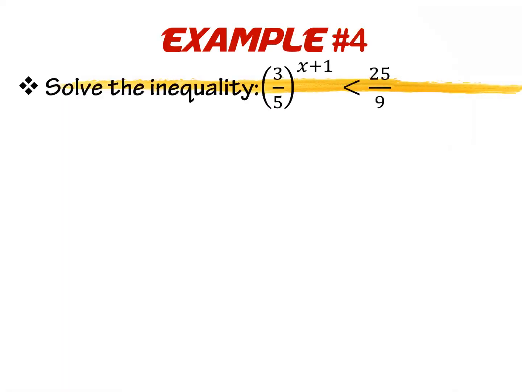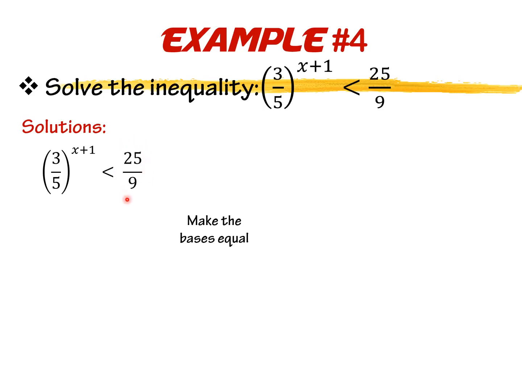Okay, let's have another example. Solve the inequality (3/5) raised to x plus 1 is less than 25 over 9. Okay, so we can apply again the equal power rule, make the bases equal. So 25 over 9 can be expressed in terms of power of 2, or to the second power. So we can express this one as (5/3) raised to 2.